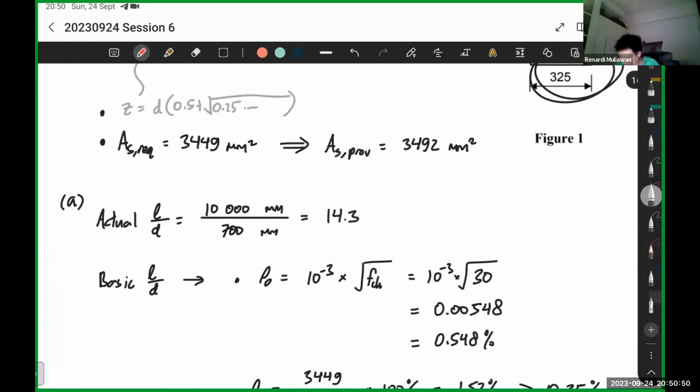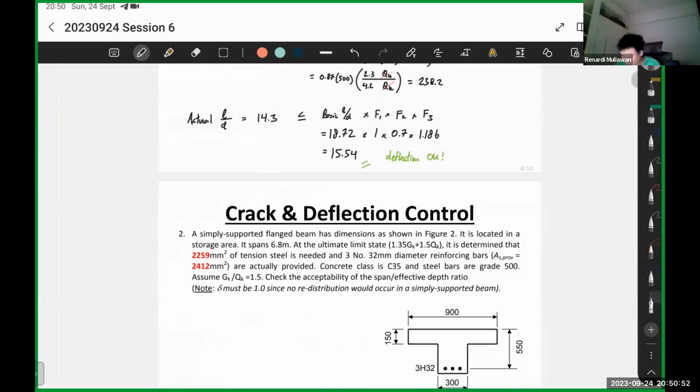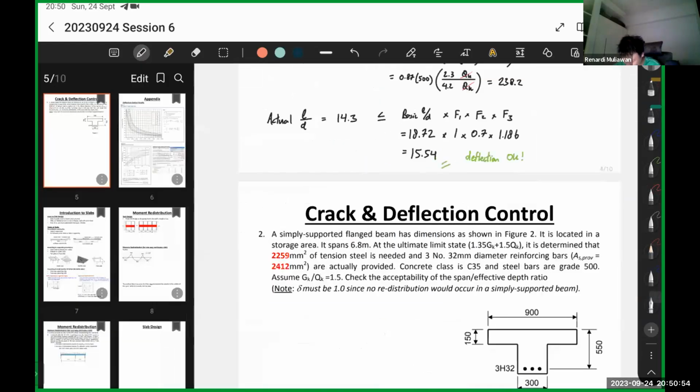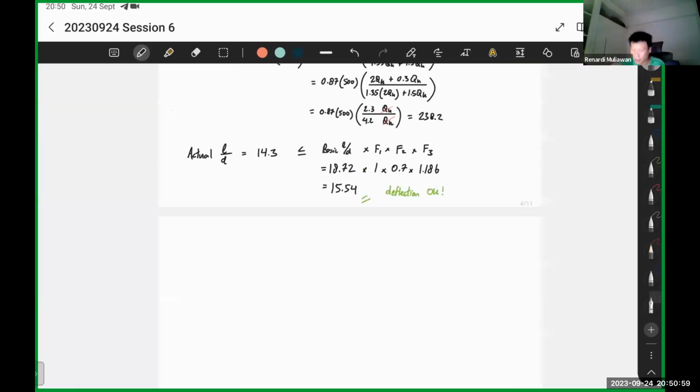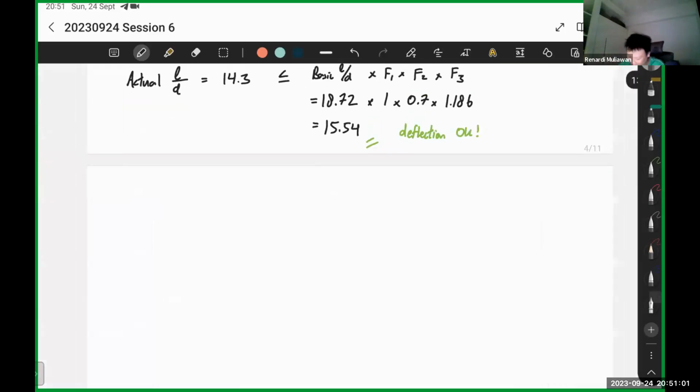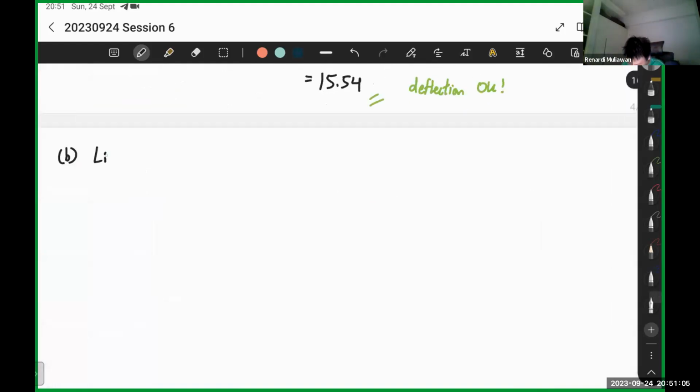Okay. Again, this one I'm just referring to a tutorial because I don't want you to get confused, because I do one way and then the professor does the other way. Then yeah. So limiting crack to 0.3 millimeters.